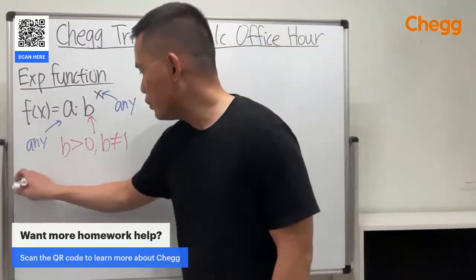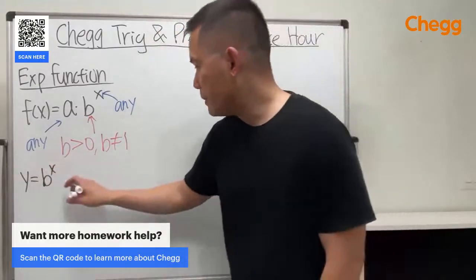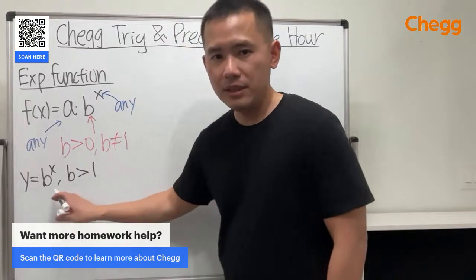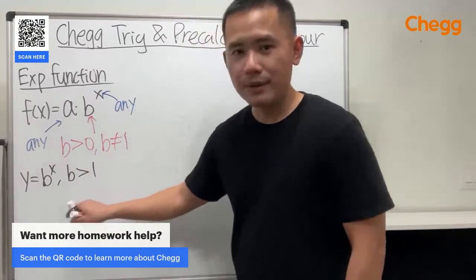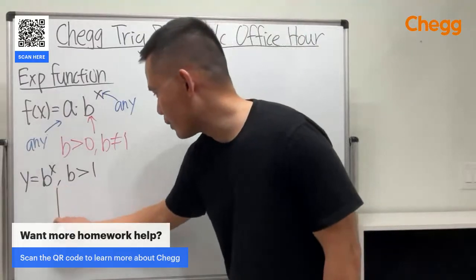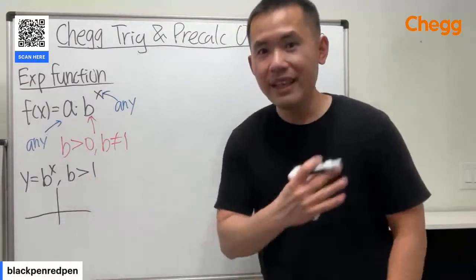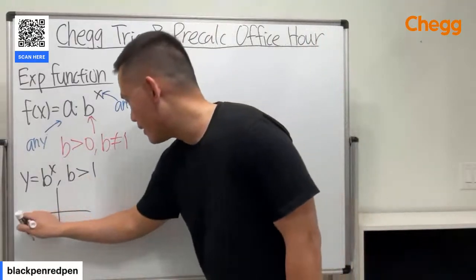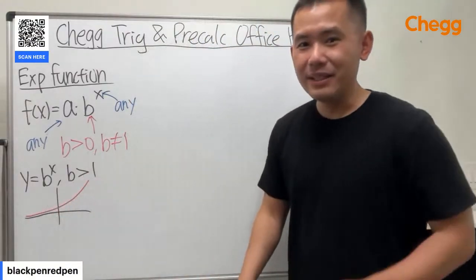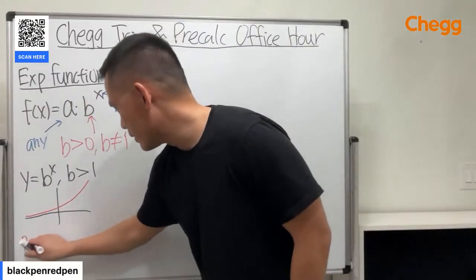Now, if you just look at b to the x, if b is greater than 1, then you are going to get this. Let me see if I can, okay, I'm just going to try to do a smaller one like this then. If b is greater than 1, you get an exponential growth function like this. And then this right here, the range, let me just write it down.